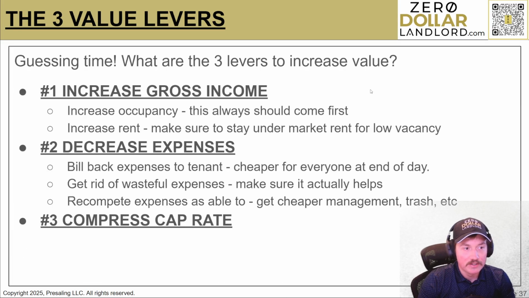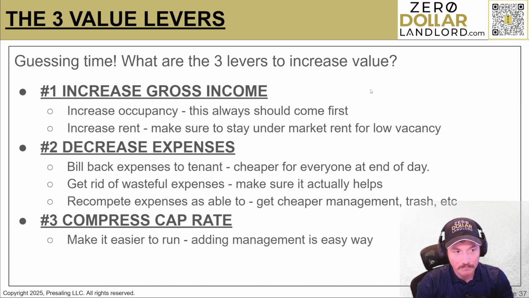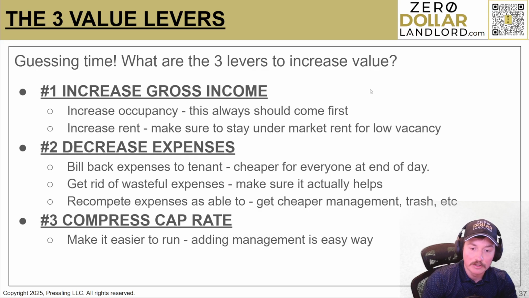All right, last one is compress your cap rate, like we're talking about. That is the big one. So if you make it easier to run, then you can justify selling it for easier, right? Because if A and B are the exact same, but B is harder to run, then B has to be a higher rate of return. Similarly, if A is easier to run, then A can have a lower rate of return. So if you just make it really easy for the next guy, basically.